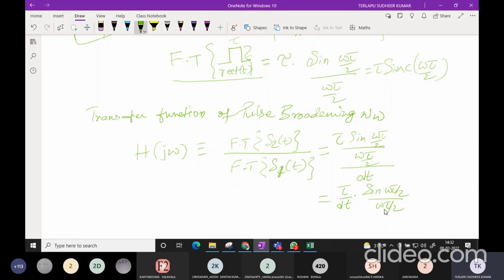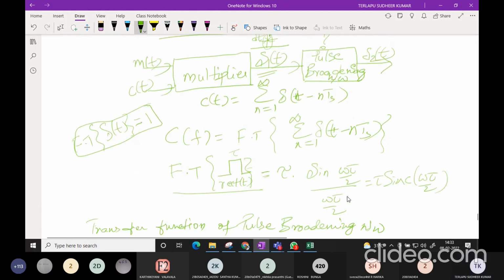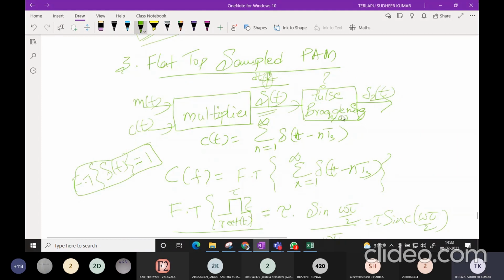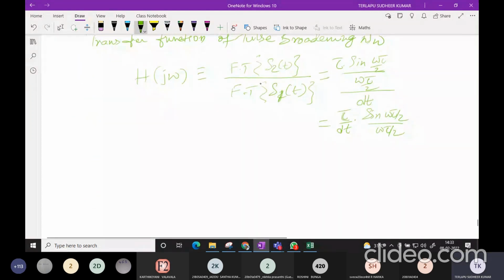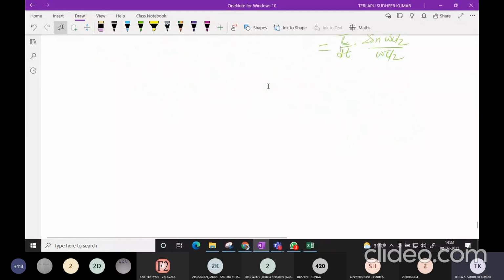So here we can decide tau and omega, and we can realize the pulse broadening network. Now we have arrived at the transfer function of the pulse broadening network. Anyway, the before part we know. This is an instantaneous sampled signal, a PAM. So that's all about the small mathematics part as far as the flat top sampled signal is concerned.